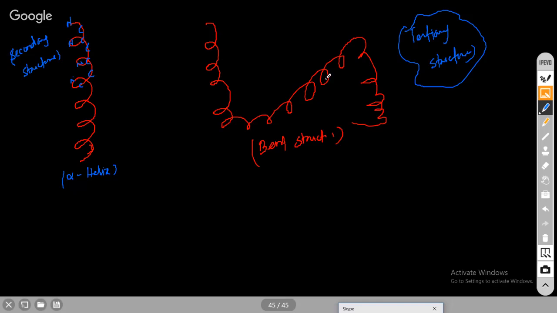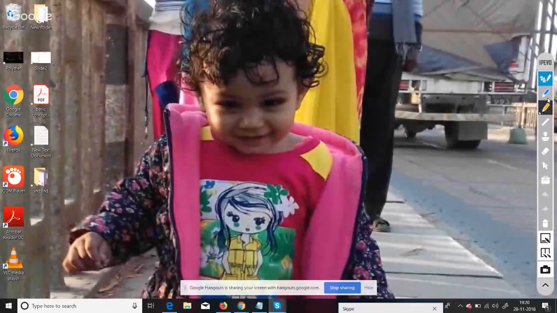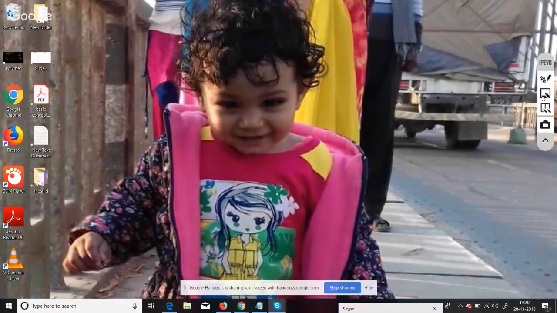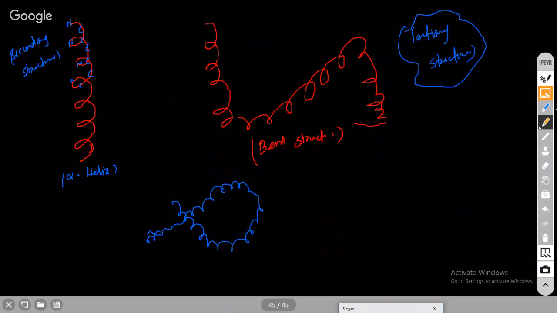Now, this kind of bent structure, I'll just draw here. Suppose this is the bent structure we have, and this gives you one protein like this. One protein like this.